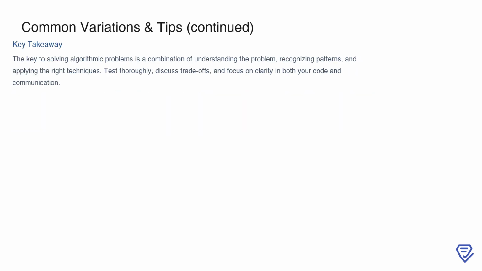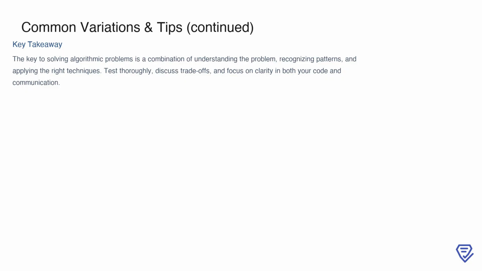The most important takeaway for solving algorithmic problems is mastering a combination of skills. Start by deeply understanding the problem, including its constraints and requirements. Recognize patterns that can guide your approach, such as sliding window or dynamic programming. Apply appropriate techniques and ensure your solution is both correct and efficient.